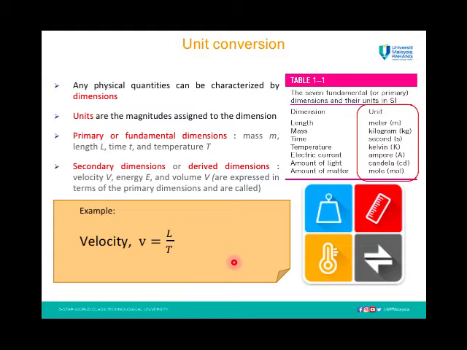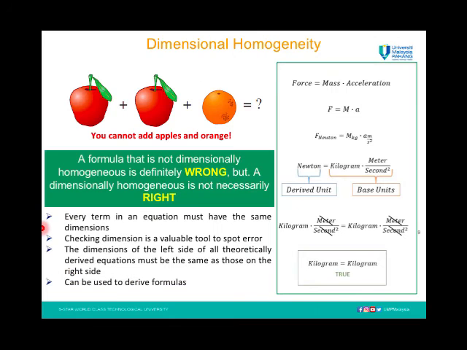In dimensions, we have primary dimension as well as secondary dimension. Primary dimension, known as fundamental dimension, such as mass, length, time and temperature, while secondary dimension is derived dimension such as velocity, energy, volume and many more. Let's take a look at the example here. Everyone knows that the unit for velocity is meter over second, which means the dimension is length over time. So we can consider velocity as a secondary dimension, which is made of two primary dimensions, length and time.